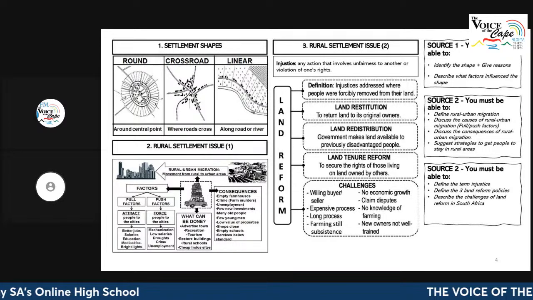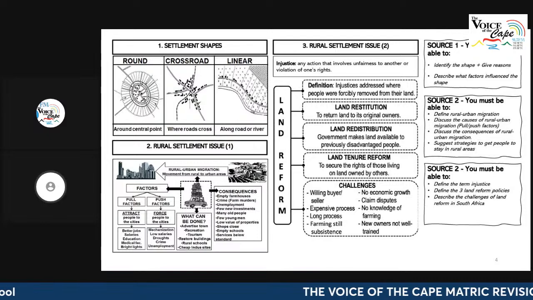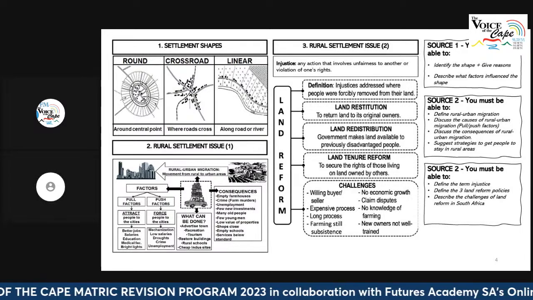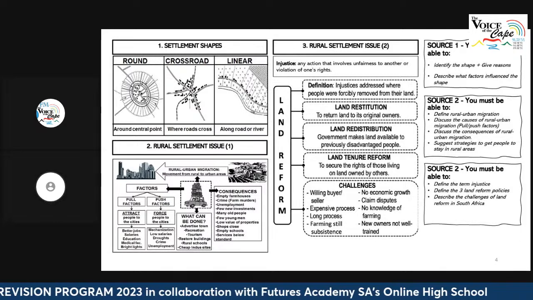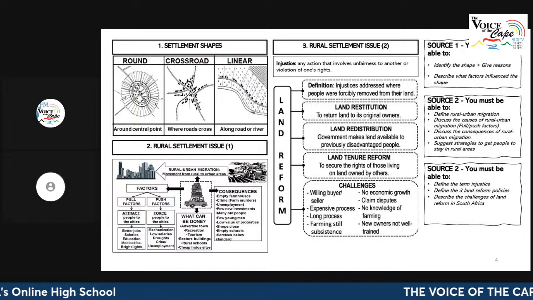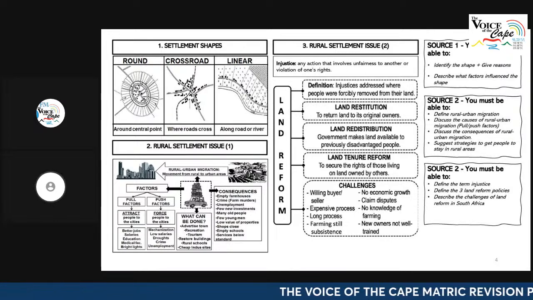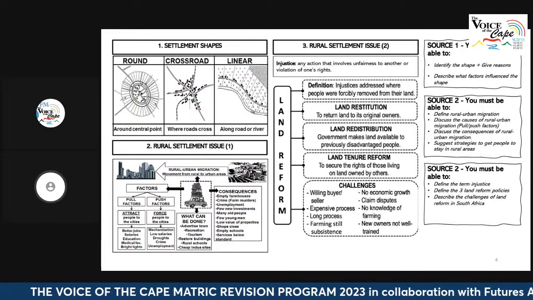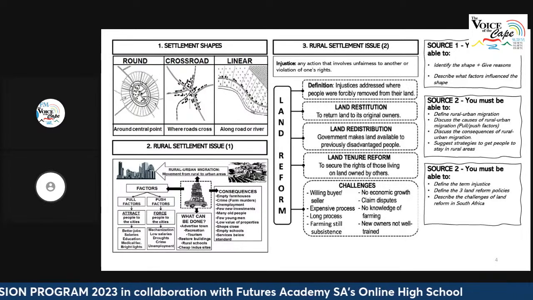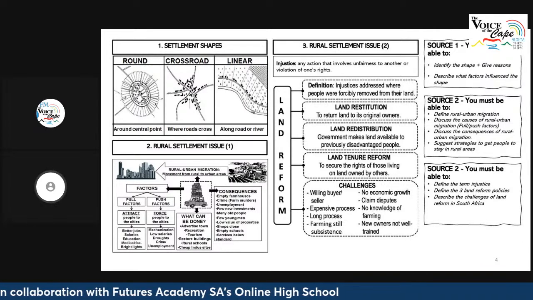One of the major challenges of this particular land reform is that you need to have a willing buyer and seller. Number one, it is an extremely expensive process to go through either restitution, redistribution, or land tenure reform. It's a very long process, so it takes years and years for it to actually come right, which often ends up keeping subsistence farming very prevalent. So people still subsistence farm and they don't move towards commercial farming. There's no economic growth.